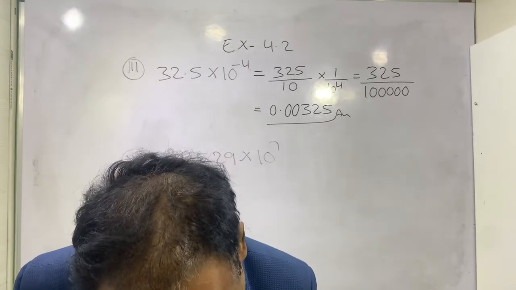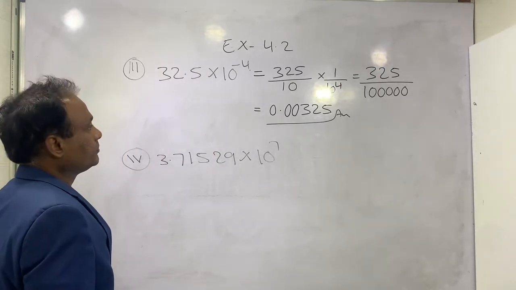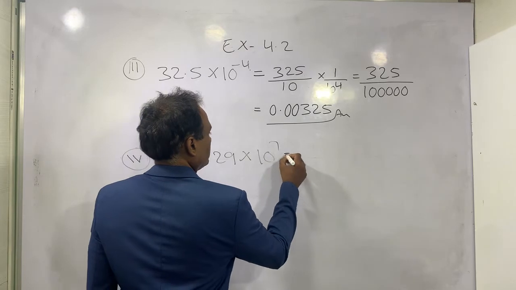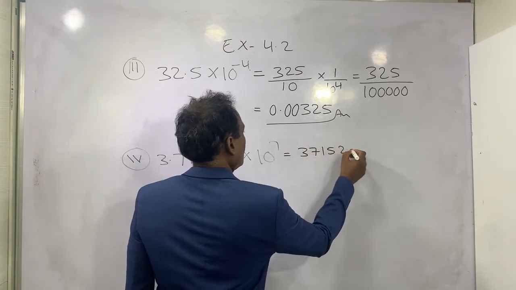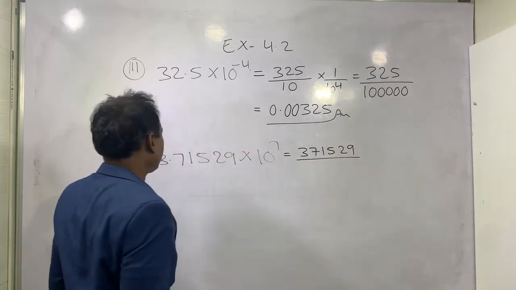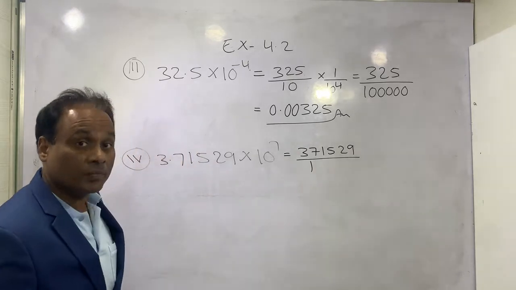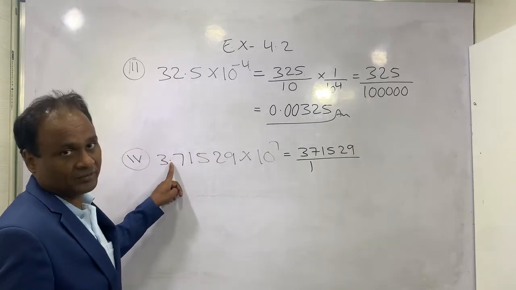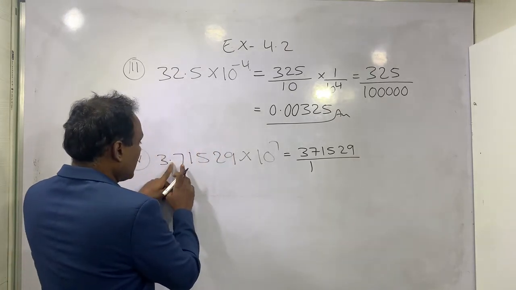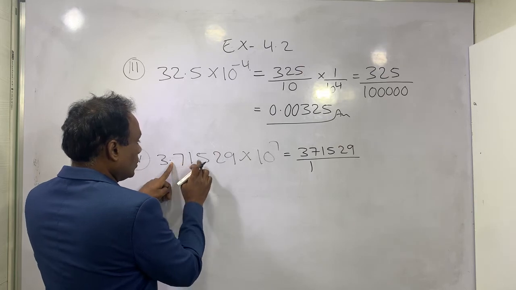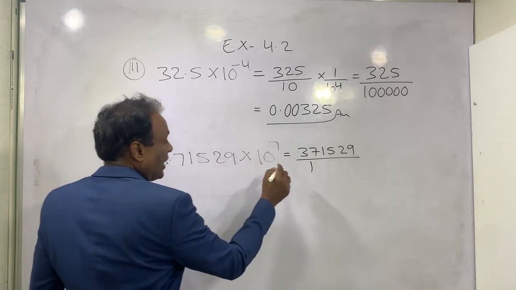Next. See here. 371529 by, first remove the decimal. For simplification, first I am removing the decimal. To remove the decimal, write 1 here. After decimal, how many digits? 1, 2, 3, 4, 5. 5 digits, 5 zeros.